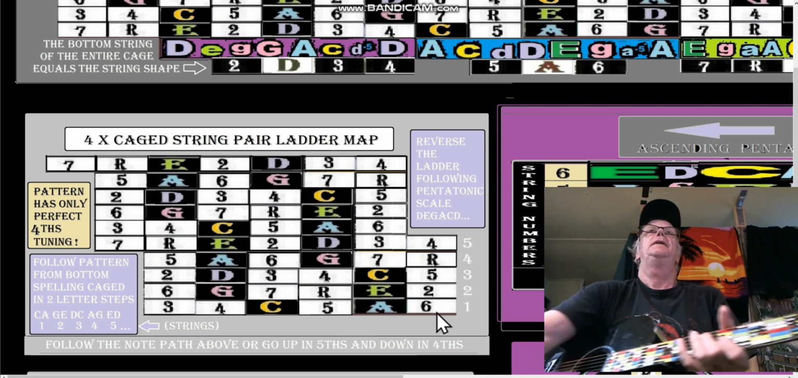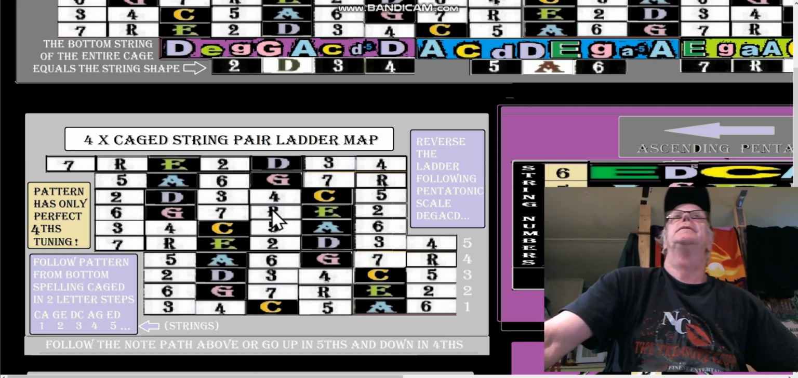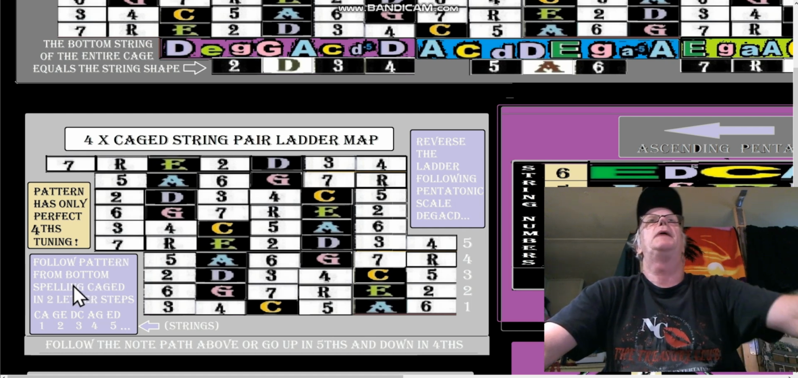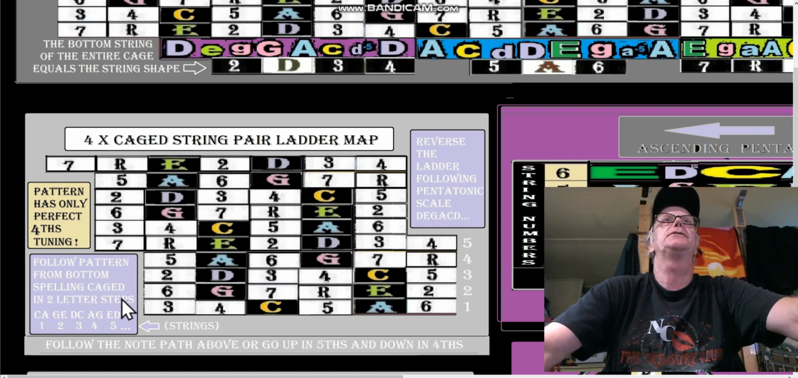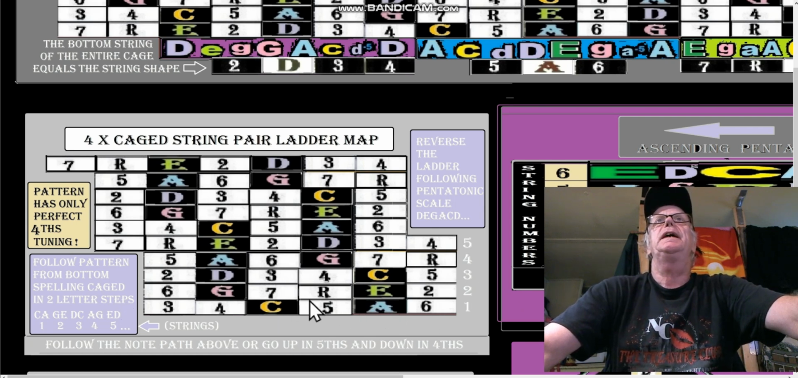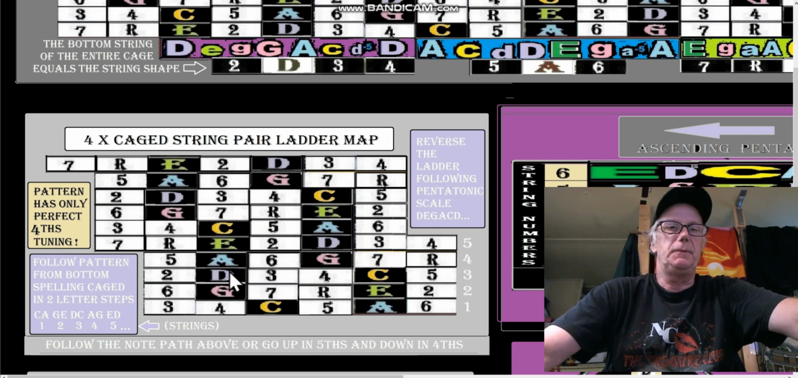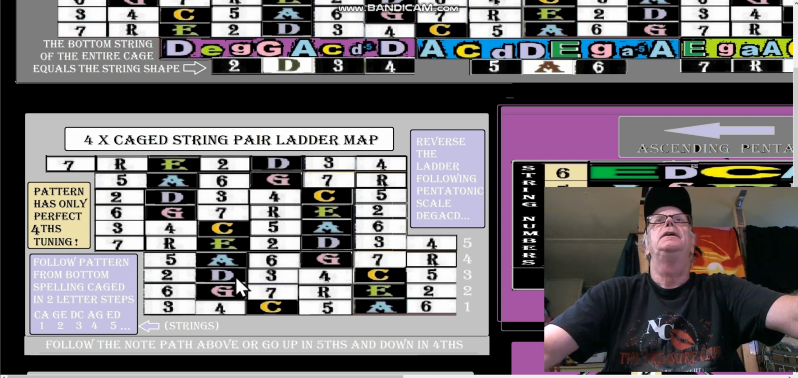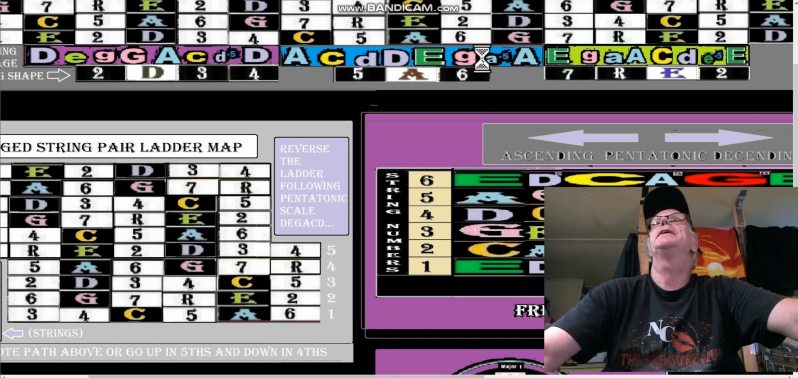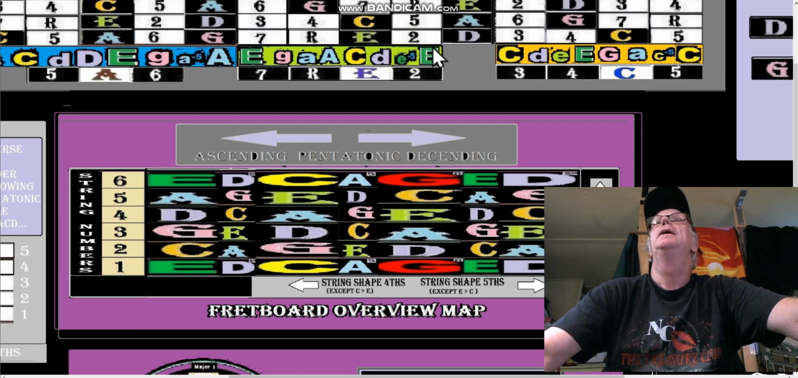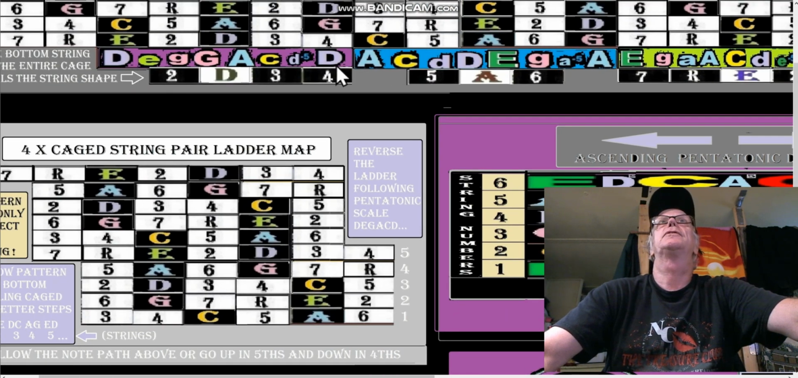Okay? And the magic of this drawing here, it says follow pattern from bottom, spelling caged in 2 letter shapes. We can go C, A, G, E, D. These are string shapes, not notes. So the C string shape is 3, 4, 5. The A string shape is 5, 6 over here. The E string shape is 7, root, 2. Okay, that kind of thing. The D string shape is 2, 3, 4.